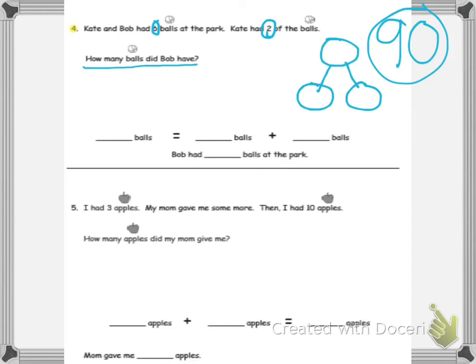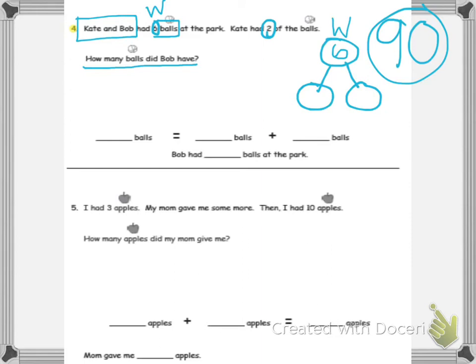Now I have to box in important information. Well, we know that they had 6 balls, so I'm going to box in balls. Now it says Kate and Bob had 6 balls at the park. This helps us with a really, really big clue. Remember that $1,000,000 question, does the word problem tell us the whole? Well, it says Kate and Bob had 6 balls at the park. That means together they had 6 balls at the park. So we know that 6 is our whole. Remember, the whole means the 2 parts together. Okay? So that means that 6 is our whole, which I can even write in my number bond so I do not forget. 6 is my whole.